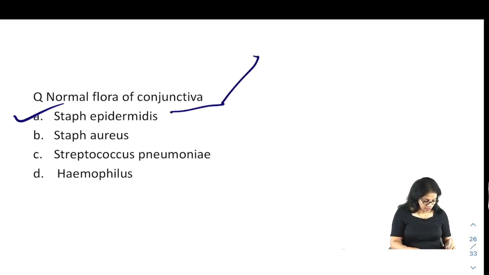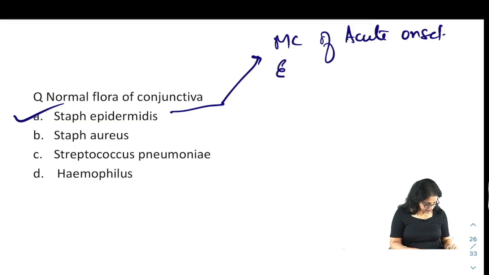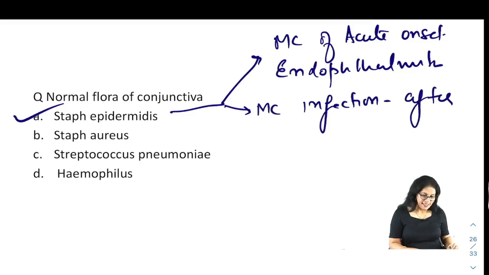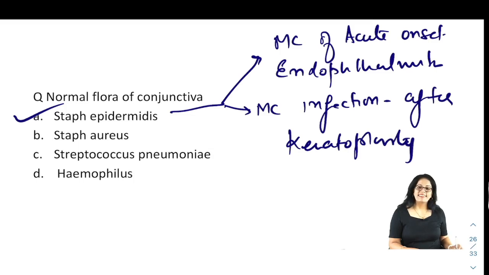Where else do you learn? Most common cause of acute onset endophthalmitis. Most common etiology? It is Staph epidermidis. Another thing that you have learned about Staph epidermidis is it is the most common infection after keratoplasty. Remember the keratoplasty. So remember all this. Okay?